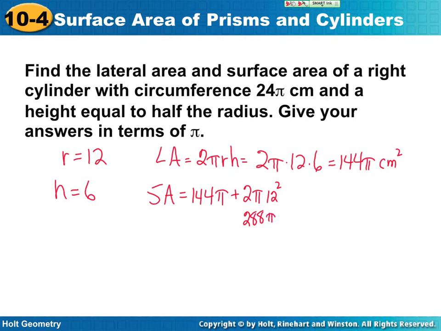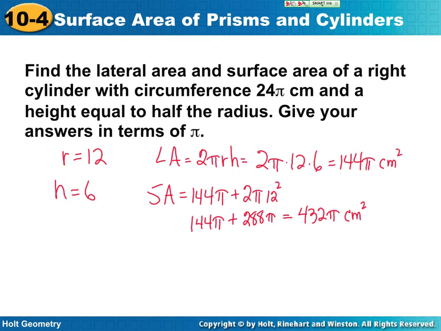That's 288 pi. Yes. Is it okay when you're putting in the circumference for the lateral area that you just used, 24 pi? Sure. So you took 24 pi times 6? Yep. That'll work. And what do we get here? 432 pi square centimeters.